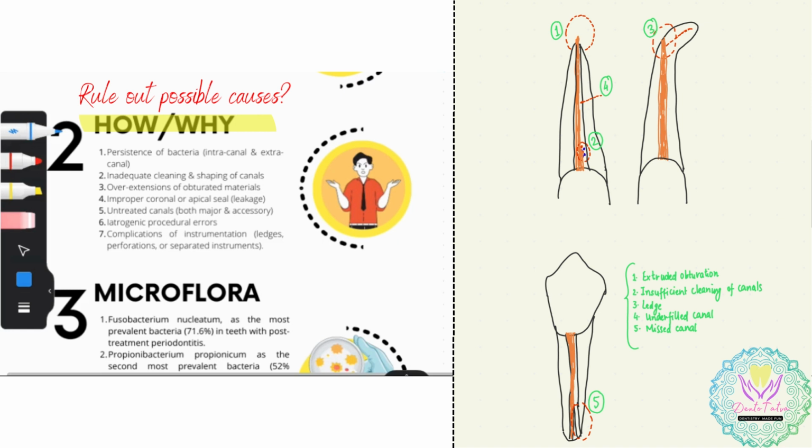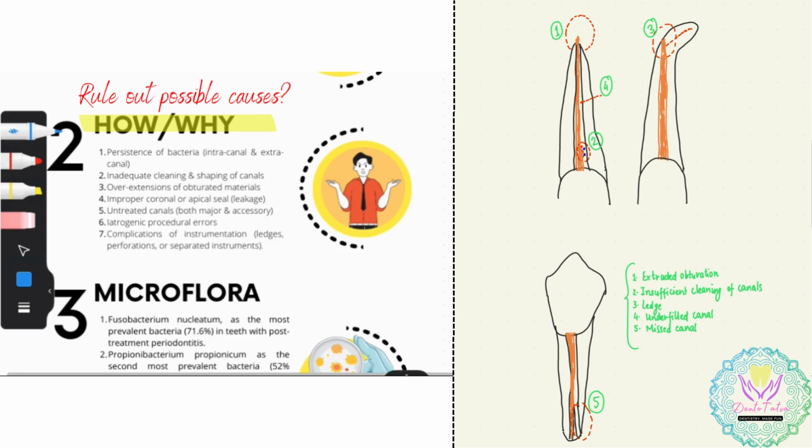So one of the main reasons is persistence of bacteria, could be intracanal and extracanal. There was inadequate cleaning and shaping of the canals. The irrigation was not done properly. The disinfection was not done properly. So the bacteria persisted and they caused reinfection.